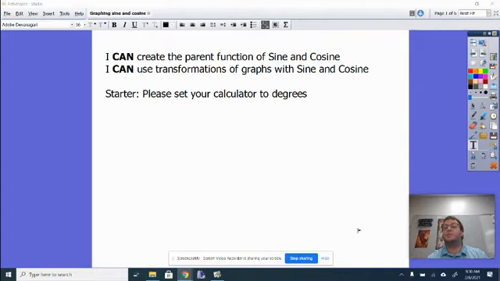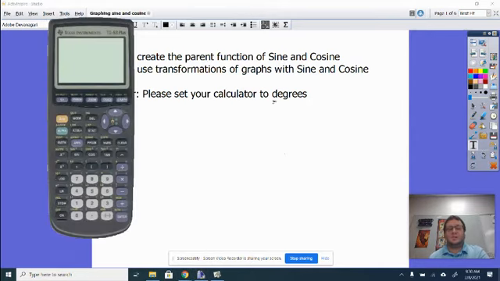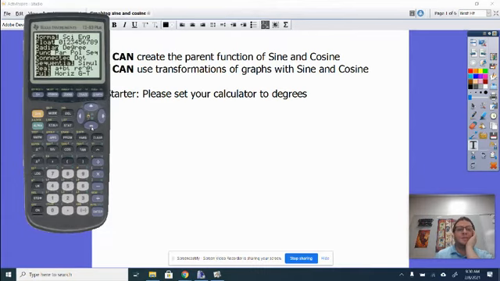So first off, start by making sure your calculator is set to degrees. We're going to start out in degrees today, and then we're going to transition over to radians. So again, make sure you're in degrees.